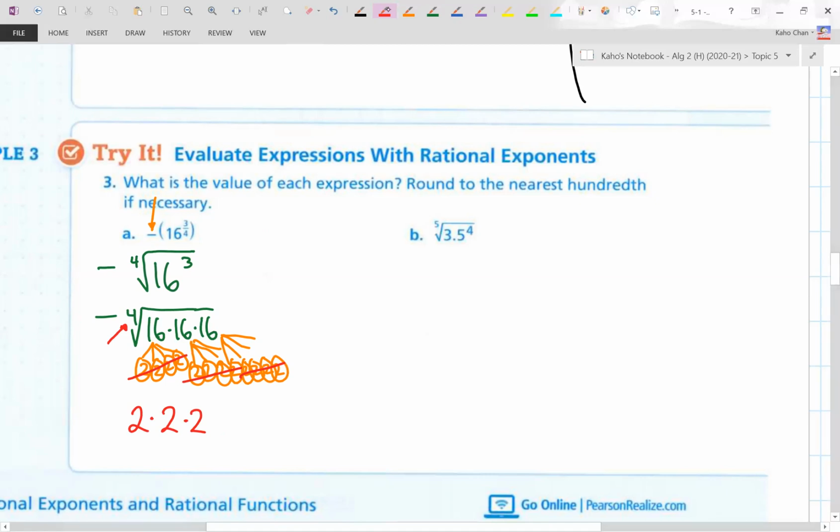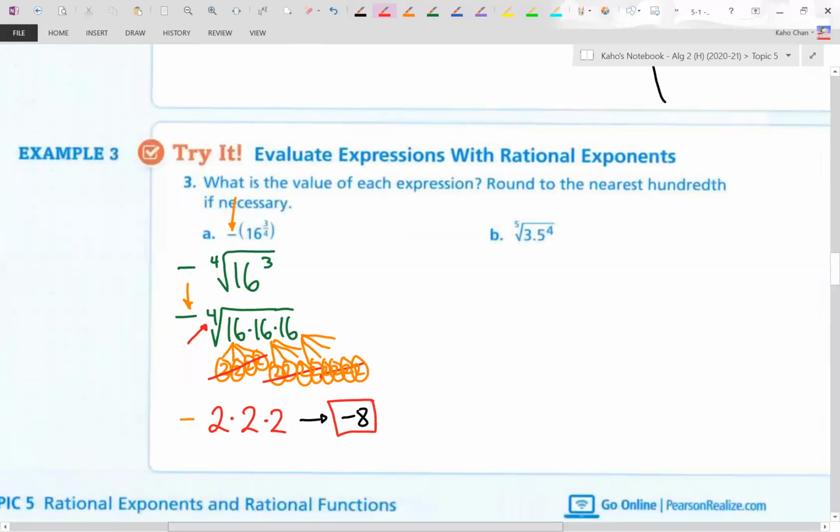And who's waiting on the outside? You remember that? We had a negative sign. So there it is, ladies and gentlemen. Negative 2 times 2 times 2 is negative 8. That's your final answer. Okay? All right. That's using radicals.